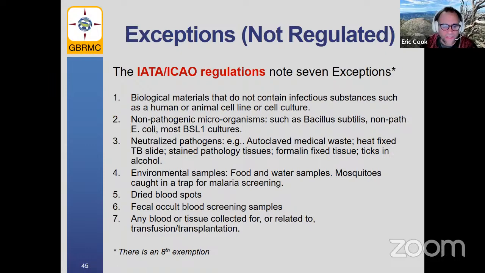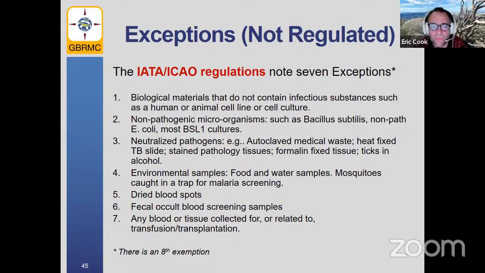And there are 7 exceptions. Now, what they mean by an exception is they're not regulated. So there's no packaging, there's no marking, there's no labeling, there's no documentation. These are not regulated or not considered dangerous goods. And so these 7 things are listed here.